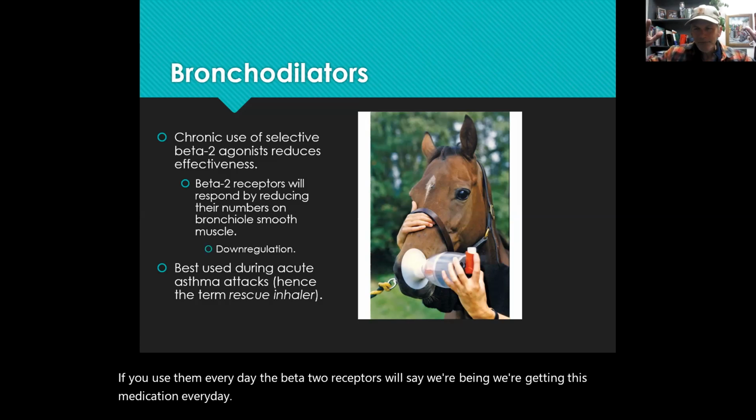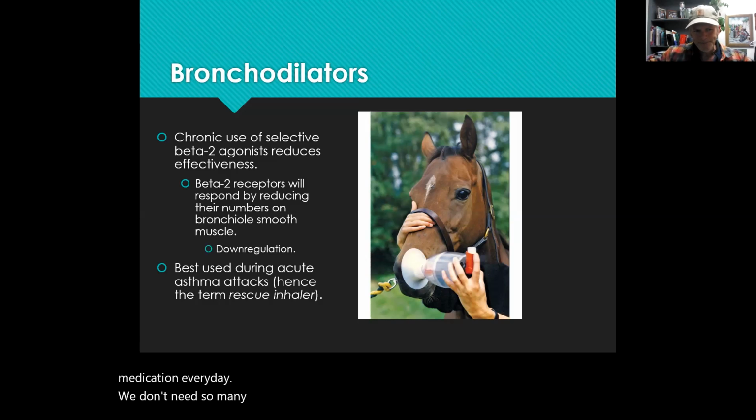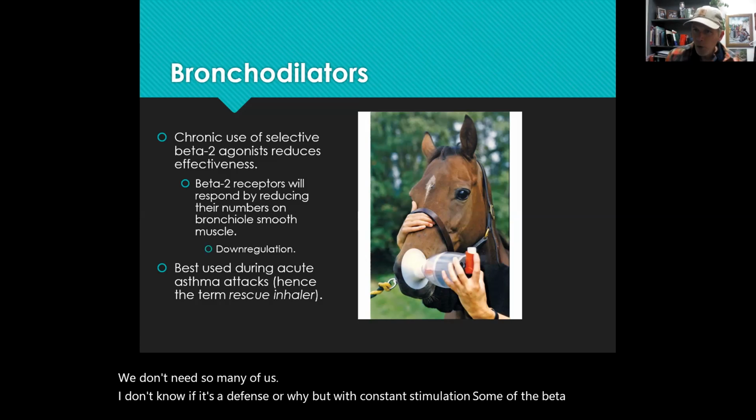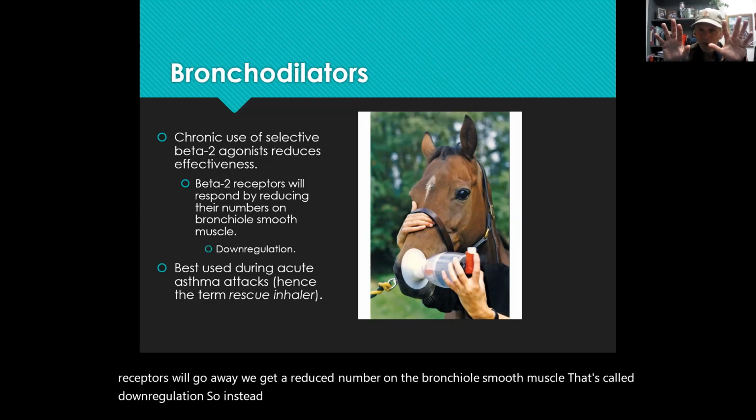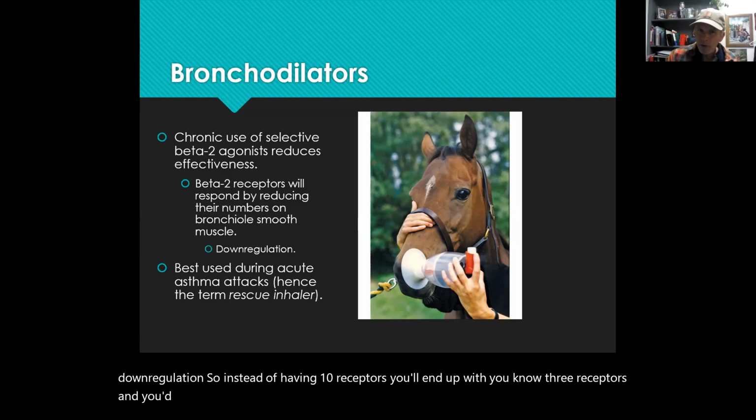We don't need so many of us. I don't know if it's a defense or why, but with constant stimulation, some of the beta 2 receptors will go away. We get a reduced number on the bronchial smooth muscle. That's called down regulation. So instead of having 10 receptors, you'll end up with 3 receptors. And you'd have to give more and more and more albuterol for it to work.